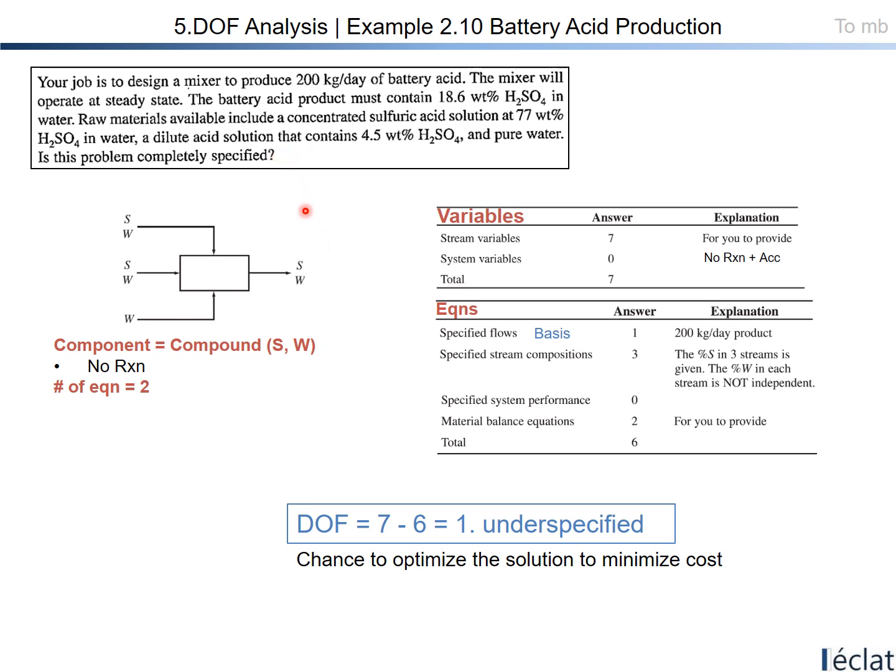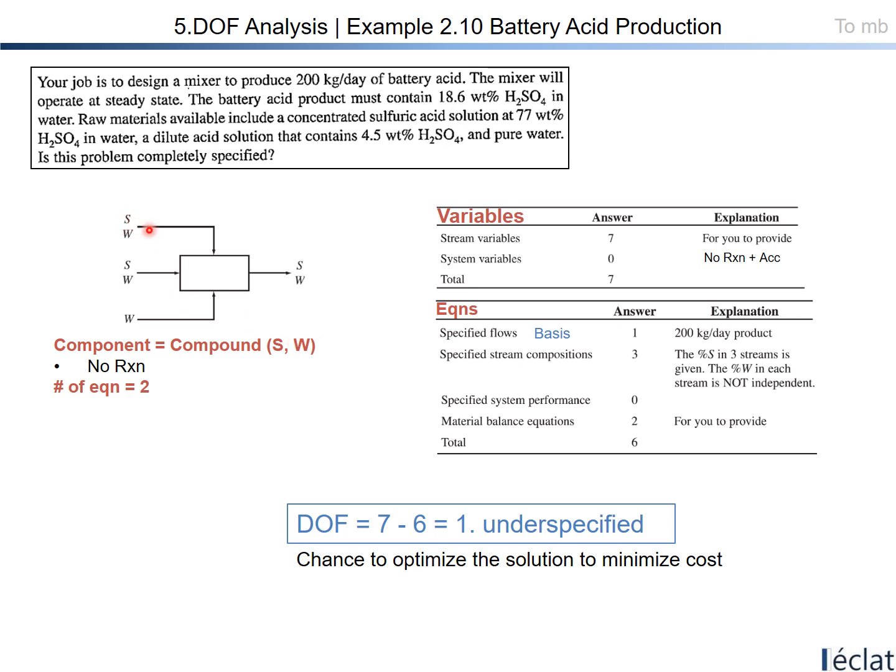So as step 1, let me draw the block flow diagram or input-output flow diagram. Here is a mixer and 3 streams are introduced. And the product stream is going out of the mixer. So let me take the compounds as the components for the material balance equation. In this case, S stands for pure sulfuric acid, 100% sulfuric acid, I mean. And the other thing is pure water.